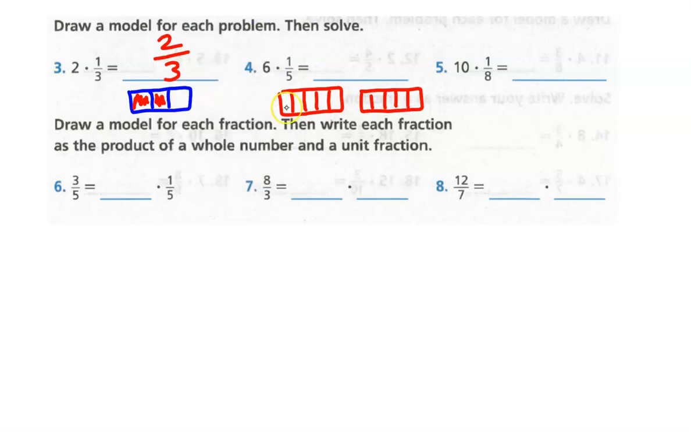So now if I highlight or color in those, I have my 1, 2, 3, 4, 5, and then my 6 fifths. So that means altogether my answer can either be 6 fifths, or if I want to get fancy with it and make it a mixed number, I have 1 whole and 1 fifth. Pause the video and see if you can figure out number 5 on your own. You can either write it as an improper fraction or a mixed number.